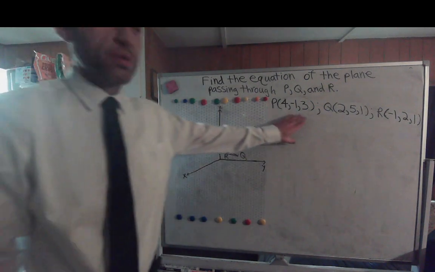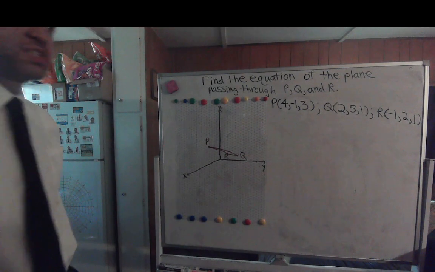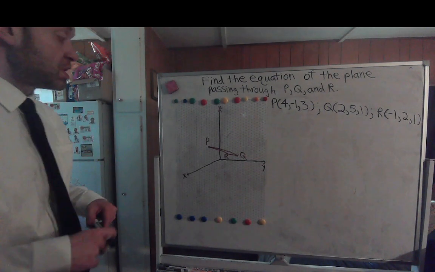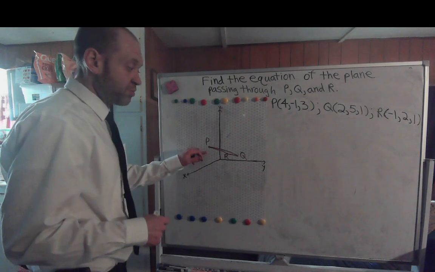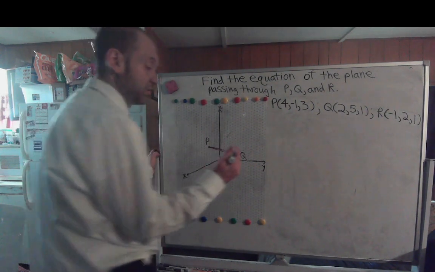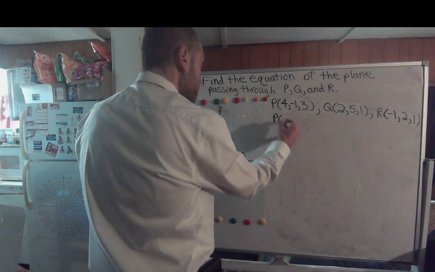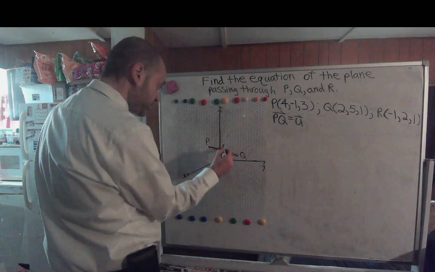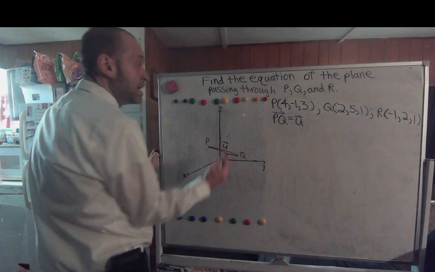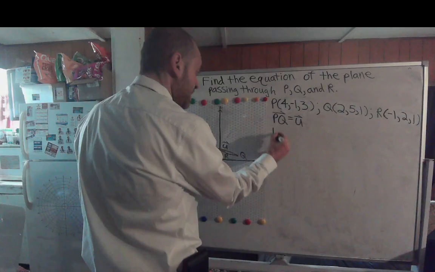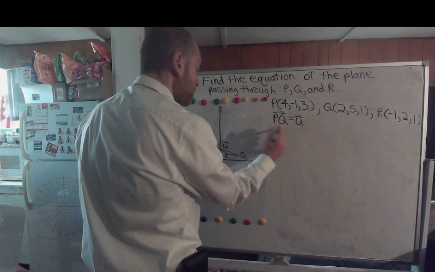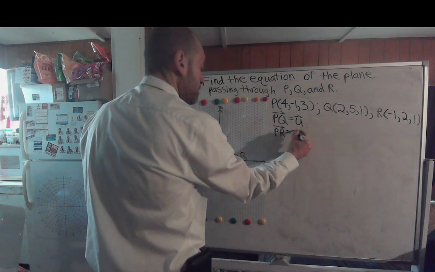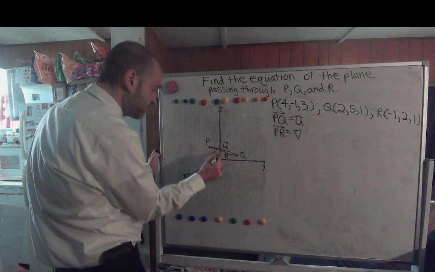Pick any point you want. Traditionally, we usually start with point P when doing these. So if we're going to start with point P, let's find vector PQ. We'll call that vector U. So here's your vector U. And then we'll also have PR. We'll call that vector V. So here's your vector V right there.